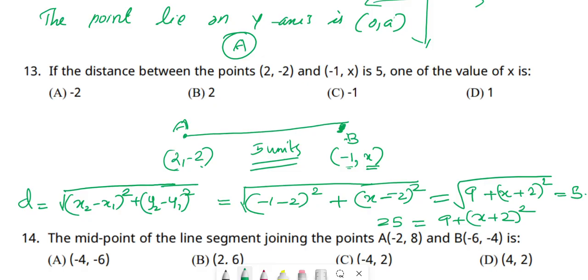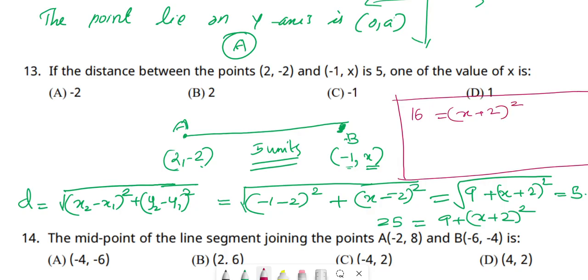Okay. So when we solve it, 25 minus 9 will be 16. So that we can write here 16. 25 minus 9 is 16. 16 equal to x plus 2 the whole square. That means 4 equal to x plus 2. 4 means plus or minus 4 can be considered here.